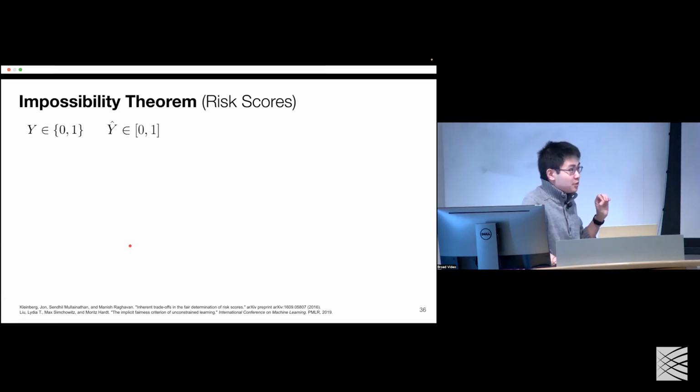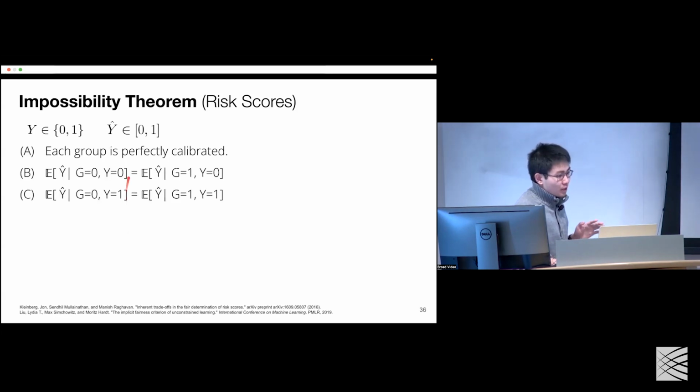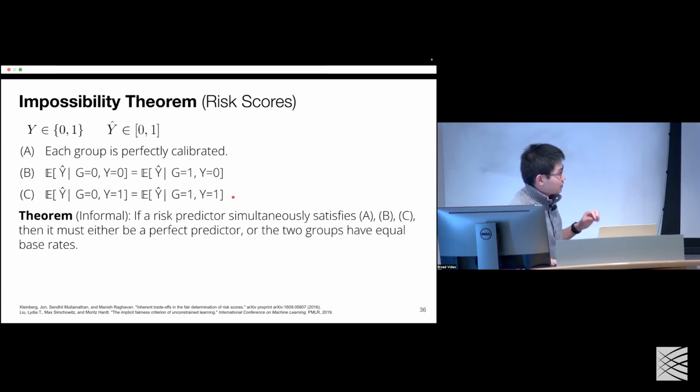similarly, there's also an impossibility theorem that we have for the risk score setting. And this one's a bit more intricate. Essentially, it says we have these three properties here. We have property A, which is that the groups have perfect calibration, aka sufficiency. We have that the two groups have equal expected distribution in terms of scores, which is separation. It turns out that it's impossible to satisfy all three of these at once unless your predictor is perfect or they have equal base rates.